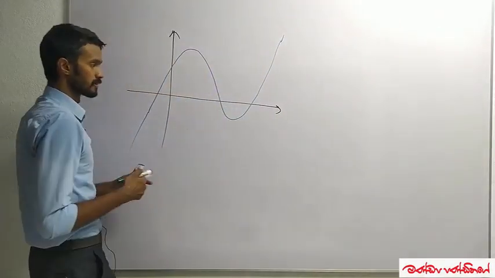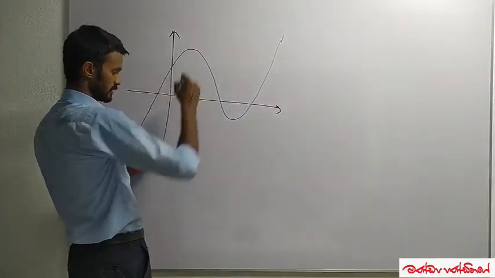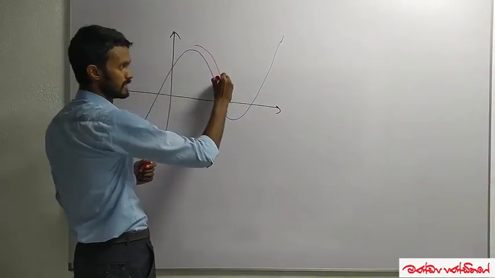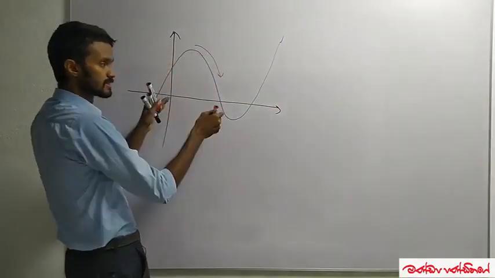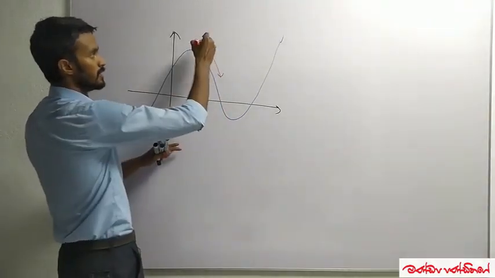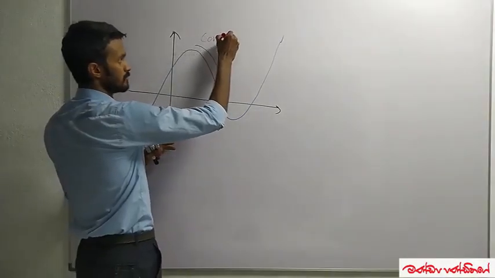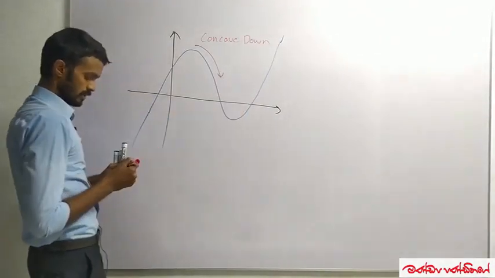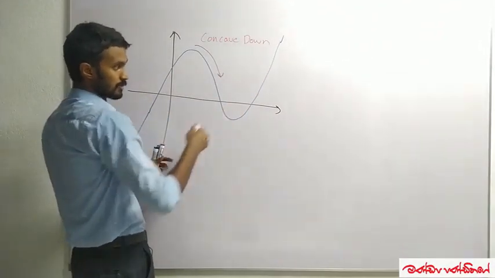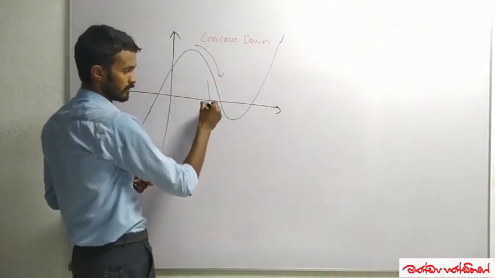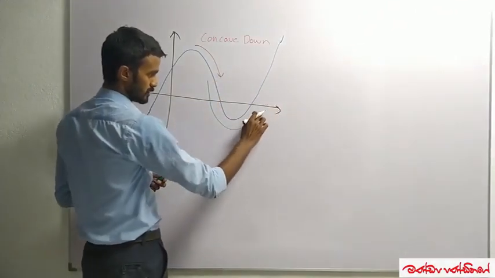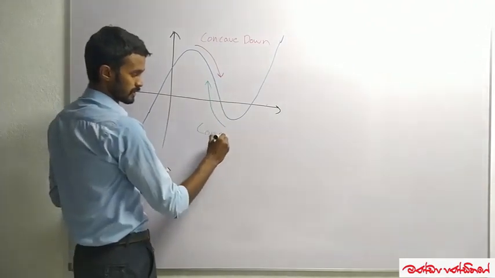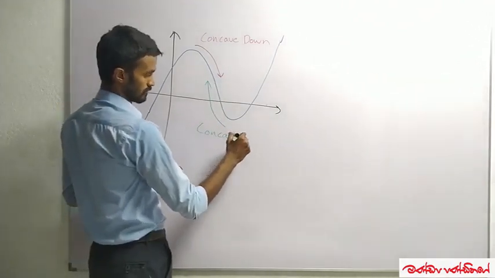Now it is clear. From here, from this point to a certain point towards here, we have this shape, that means the shape of a maximum. That means this is concave down. And when thinking about this one, we have a shape of a minimum. That means this part we call concave up.